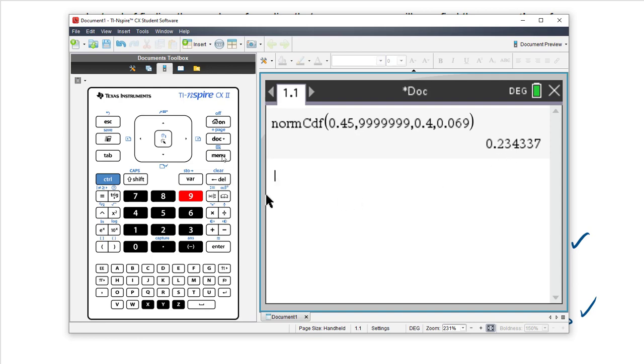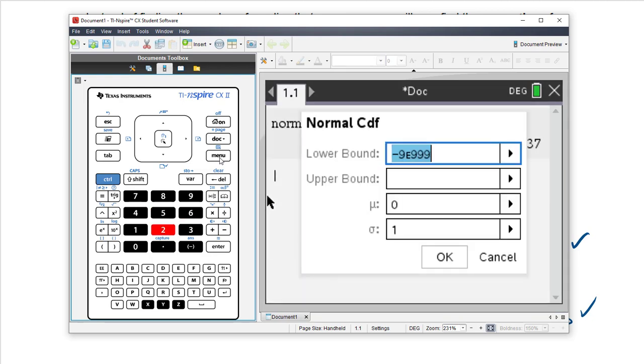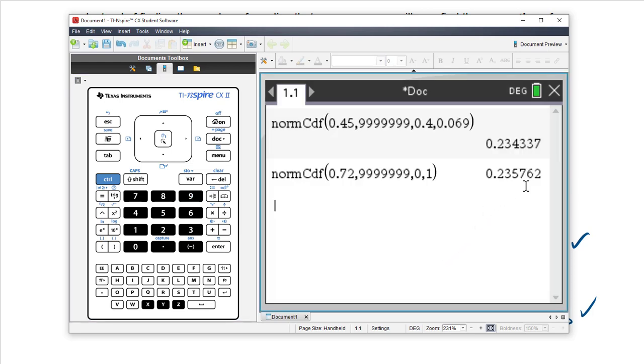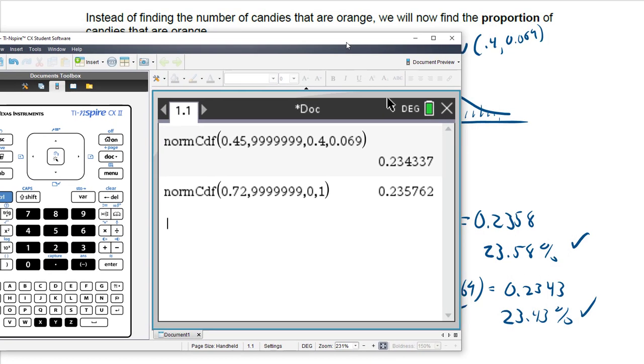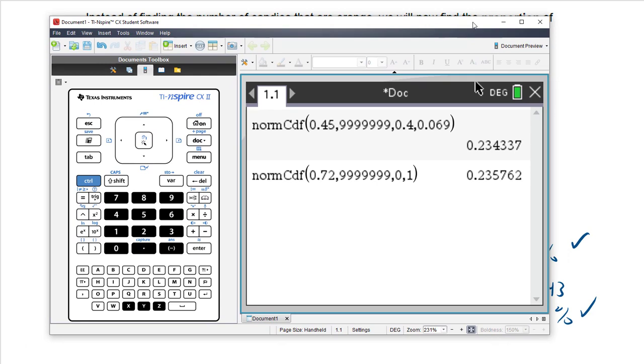Again, you can do it with a z-score as well. So menu 6, 5, 2. Our lower bound was 0.72, and our upper bound, a bunch of 9s for positive infinity. Of course, that is the z-score, so leave the mean as 0 and standard deviation as 1. Click OK, and look at that, 0.2358. Same values that we got the first time through the Desmos Calculator.